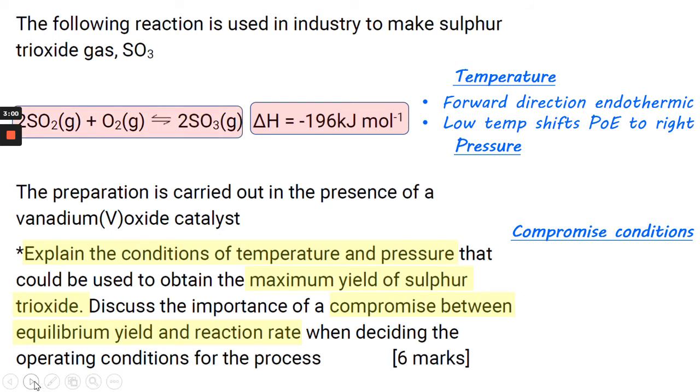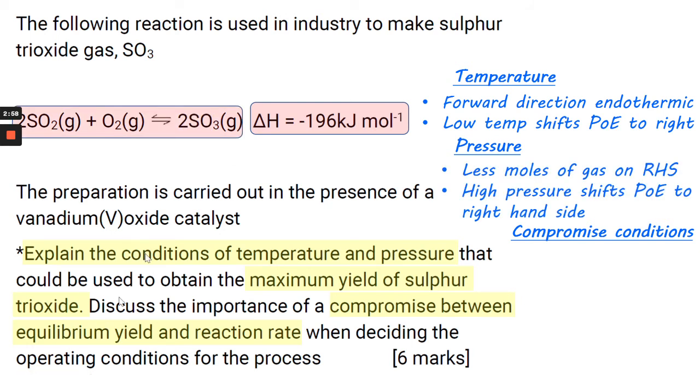In terms of the pressure, there's less moles of gas on the right hand side. There's 2 moles of sulfur trioxide, and on the left you have 2 moles of sulfur dioxide plus 1 mole of oxygen, so 3 moles on the left, 2 moles on the right. So high pressure will shift the position of equilibrium to the right hand side.